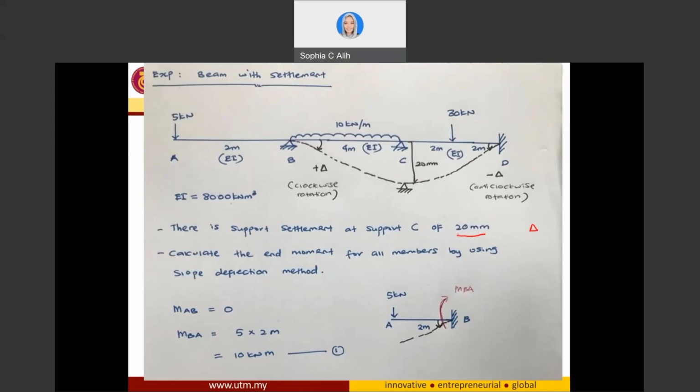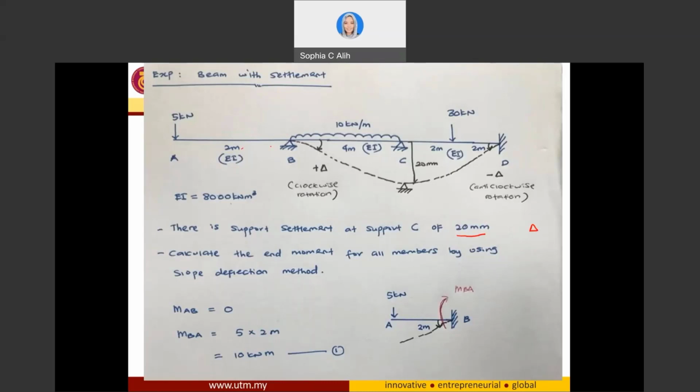And given here is support C settled 20 millimeter. Be careful, whatever value you have here is in meter, so this one in millimeter you have to convert first to meter before you can use the value. Some students make a very simple mistake. They just put 20 inside of this delta, so all the calculation is going to be completely wrong. And the second one is the positive or negative.